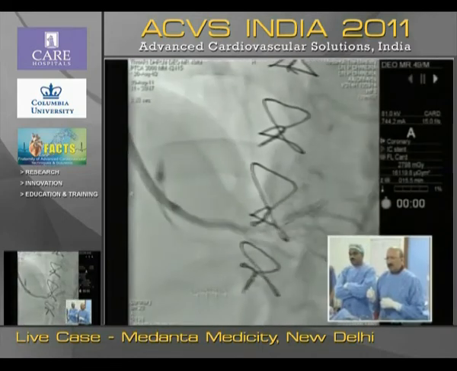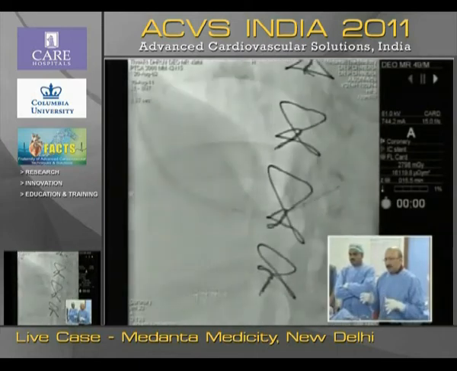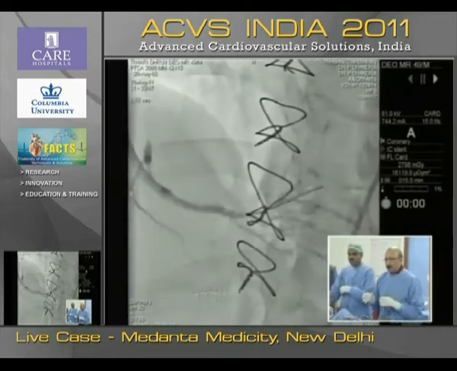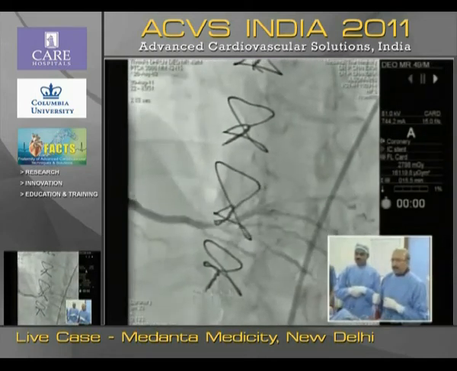This is the result of the stent implantation, which is a magical stent. And I think we are done on this. There is no slow flow, there is no problem. And this is the final outcome with the stent implantation.